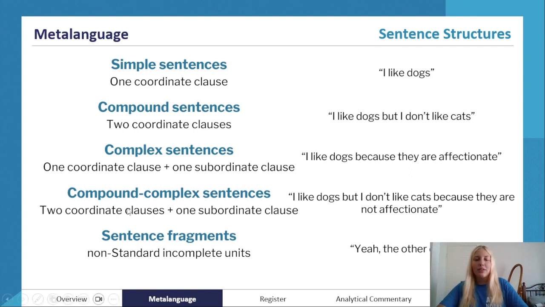And then we've got sentence fragments, which are just non-standard incomplete units. So if we take "yeah, the other day," does that have a subject or a verb? Not really. It just mentions the other day as an object. There's nothing carrying out an action or doing some kind of action that the sentence is indicating towards. And it's also very short. Sentence fragments are usually very short. So look for that subject, verb, object structure and break sentences into those. That way you'll be able to identify coordinate and subordinate clauses and decide what type of sentence structure something is.